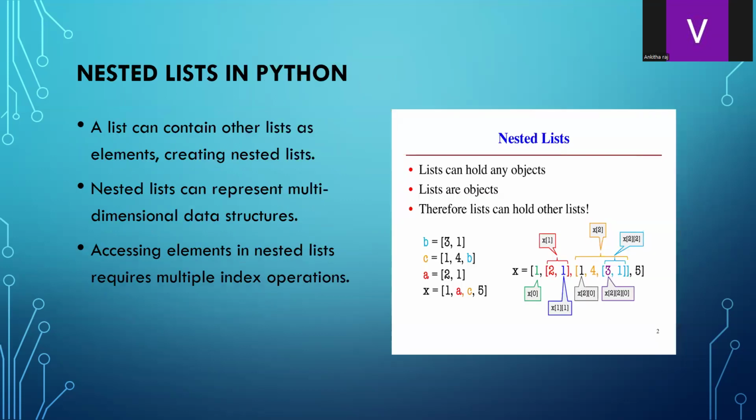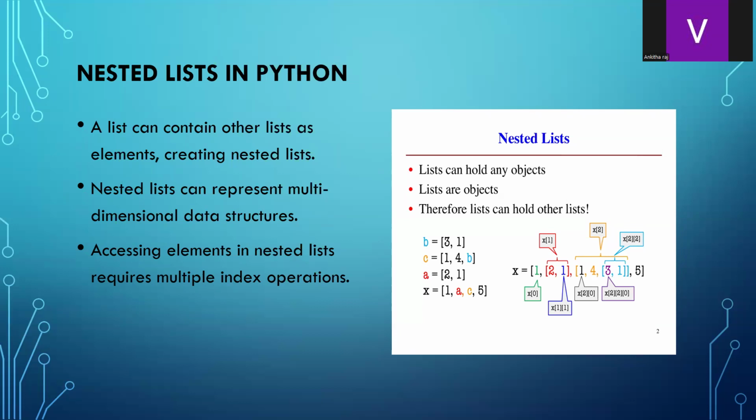Nested lists in Python. A list can contain other lists as elements, creating nested lists. Nested lists can represent multidimensional data structures. Accessing elements in a nested list requires multiple index operations. Nested lists can hold any objects, lists or objects. Therefore, a list can hold other lists.